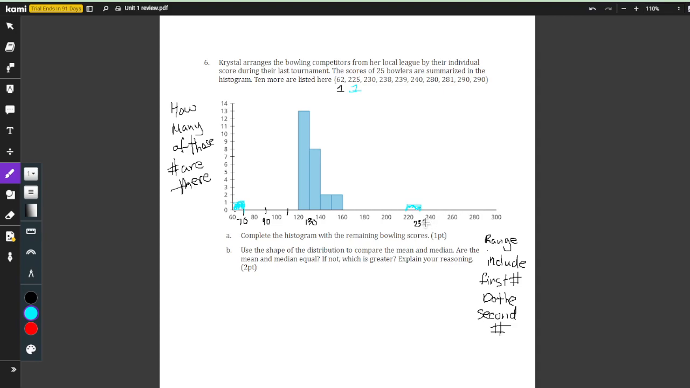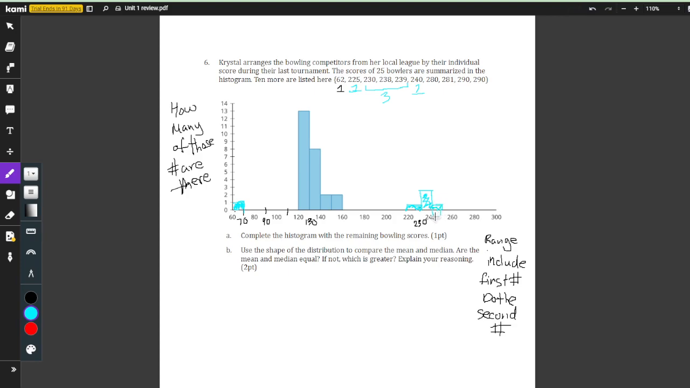And then from 230 to 240, we have this. So it looks like we have three numbers between 230 and 239. So let's go over here. So three is like right here. So it's about here. Okay, there we go. And then between 240 to 250, there's only one. So we're gonna do that again. There's only one right here.